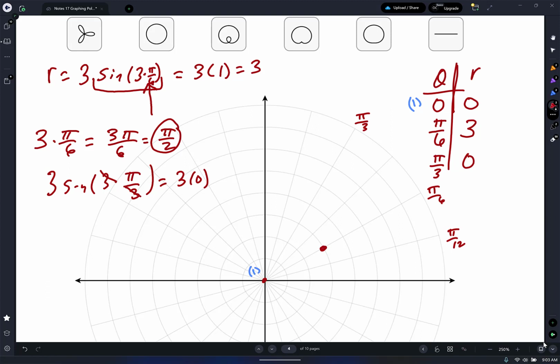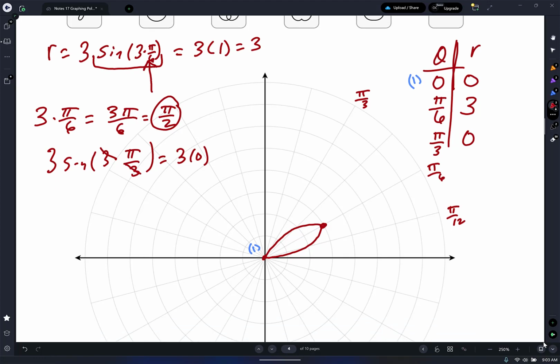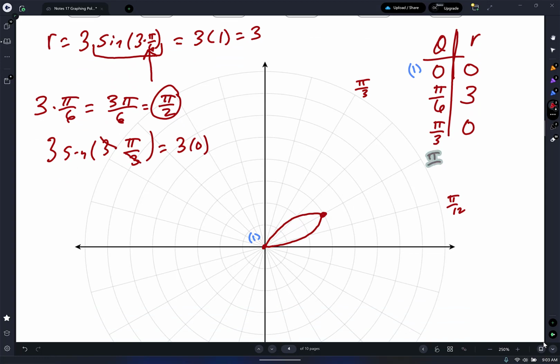Here's my first petal. I look like this. That's the biggest. There's my first petal. See? Does that make sense, guys? And I just continue on that pattern. I just continue with that pattern. So let me continue with that pattern, guys.